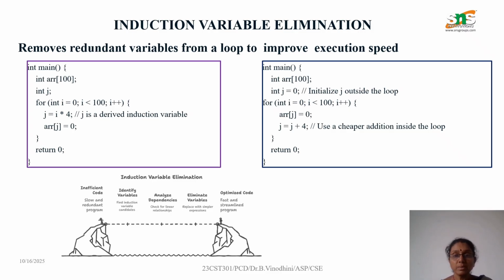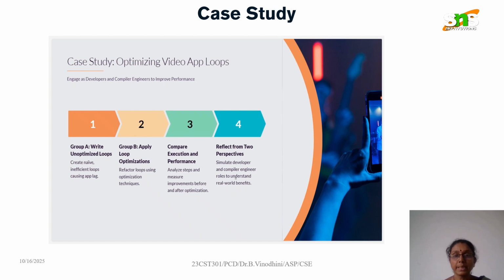So in induction variable elimination, the main thing for the compiler is to identify which one is the induction variable, move it outside, and also identify the costlier and cheaper statements. So we use the cheaper code instead of the costlier code. So these are the four loop optimization techniques.